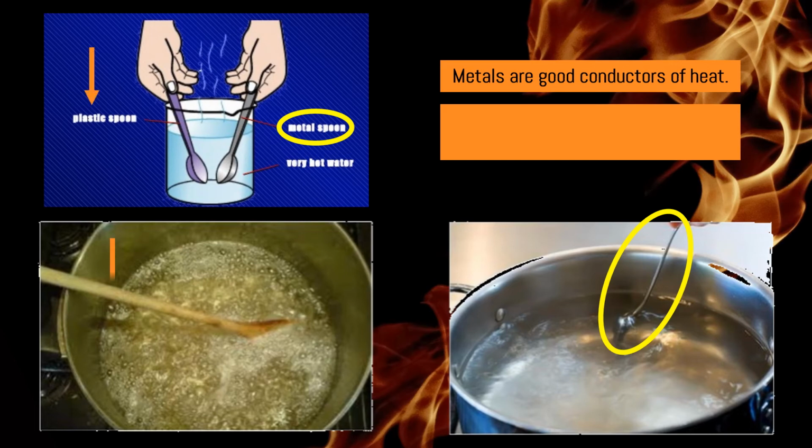The plastic spoon and the wood spoon didn't let heat pass through them easily. So we say that plastic and wood are bad conductors of heat. They do not allow heat to pass through them easily.